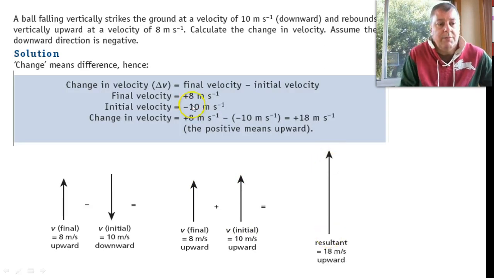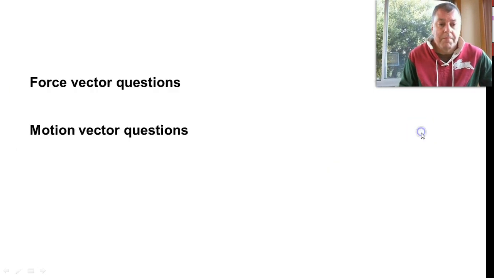And here they've done it mathematically as well. So they said the final velocity minus the initial velocity. Final velocity is 8. The initial velocity is minus 10. So they've actually introduced the direction sign there. And so the change in velocity is 8 minus minus 10, and you get 18. Yeah, I think that's right.